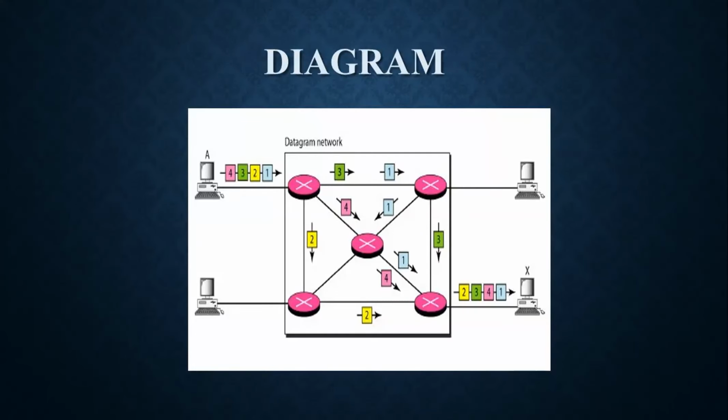Diagram. In a datagram network, each packet is treated independently of all others. Even if a packet is part of a multi-packet transmission, the network treats it as though it existed alone. Packets in this approach are referred to as datagrams. Datagram switching is normally done at the network layer.